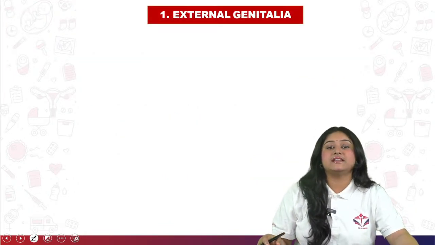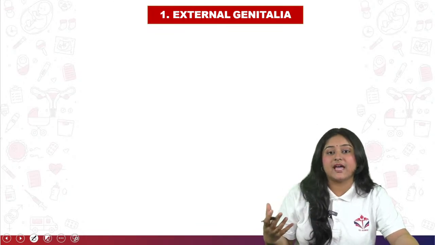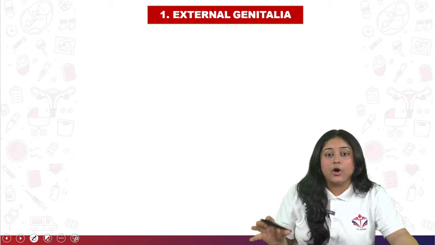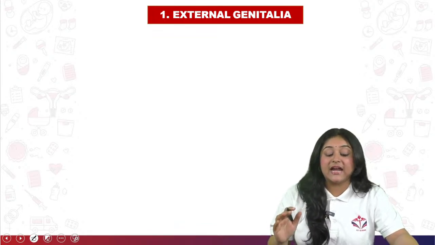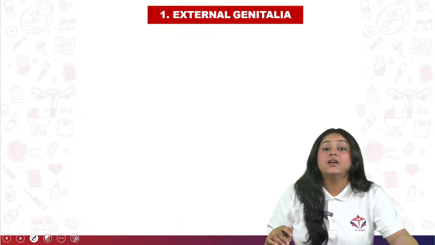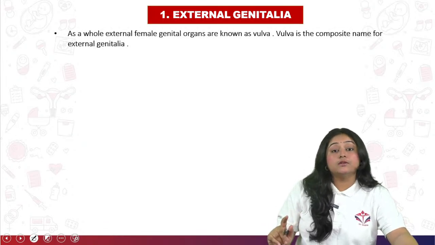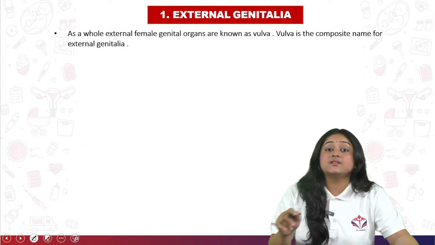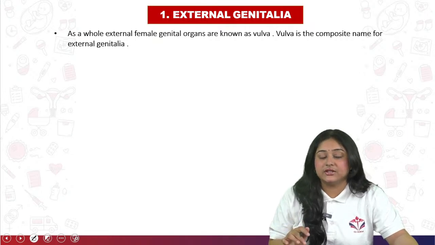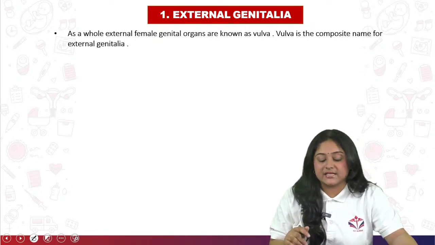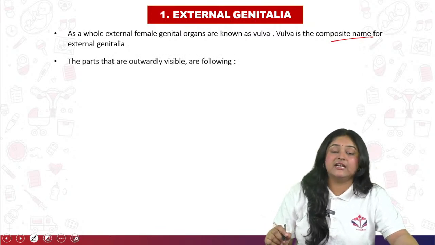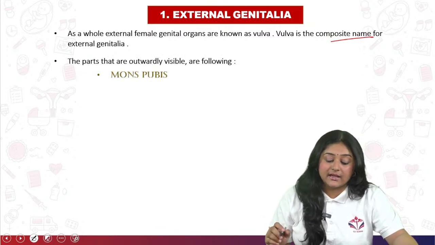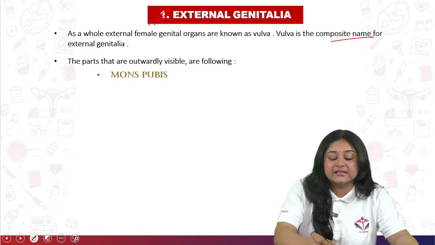External genitalia is nothing but whatever reproductive organs or parts we can see from outside in the female body. That is called external genitalia. External genitalia is also known as the vulva. All the parts of the external genitalia together are known as the vulva. So vulva is a composite name of the external genitalia. What are the things included in the external genitalia?